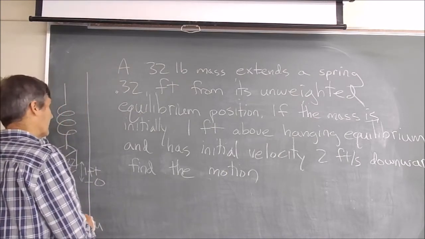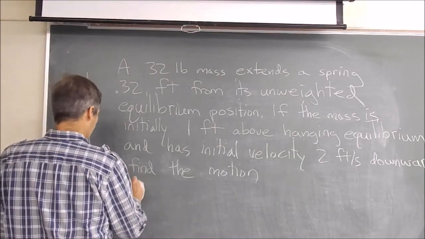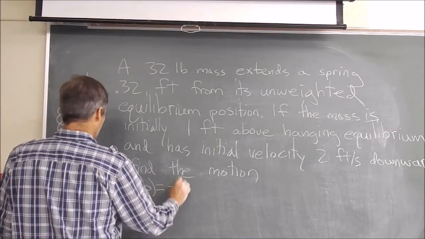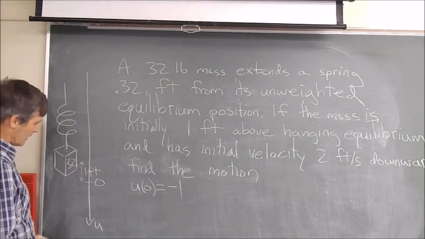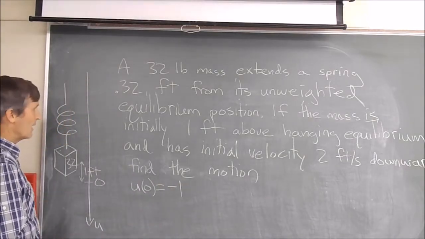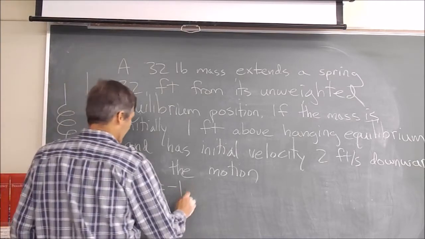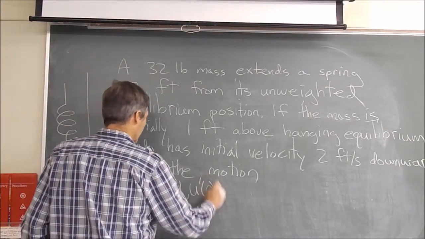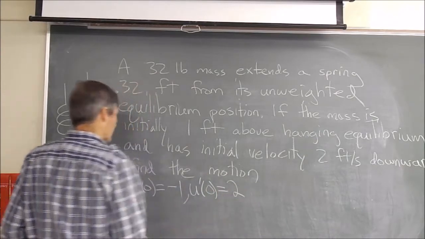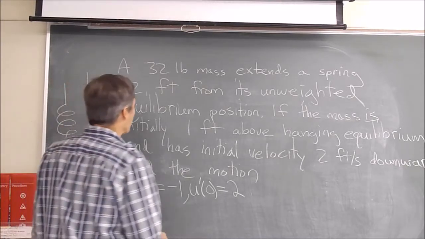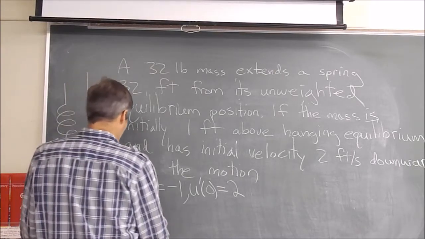We deduce in these that at time 0, the position is minus 1, right? Against the direction of positive u. Initial velocity 2 feet per second downward, that's the positive direction, so u prime of 0 is equal to 2. So we'll write down those initial conditions. And now, what about the equation of motion? We have this equation of motion for a mass on a spring, right?